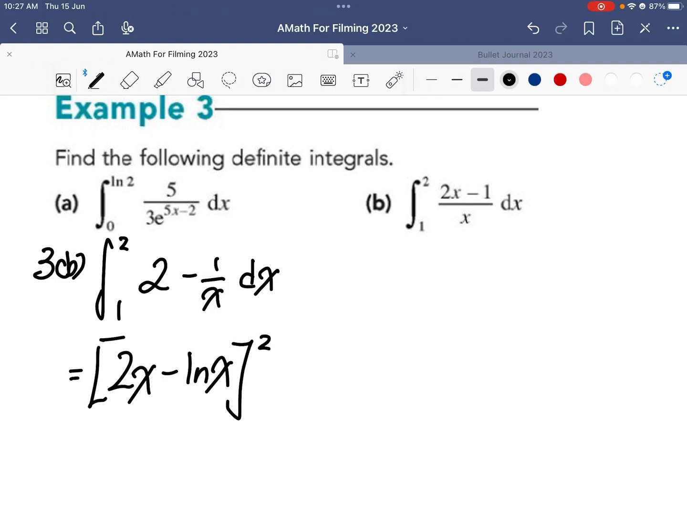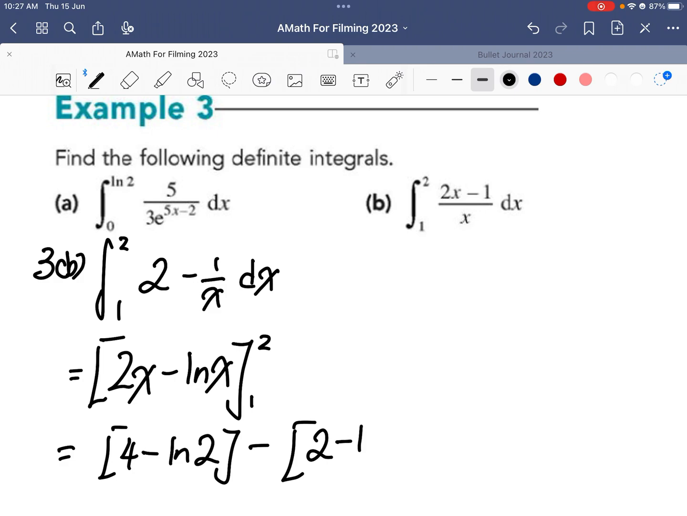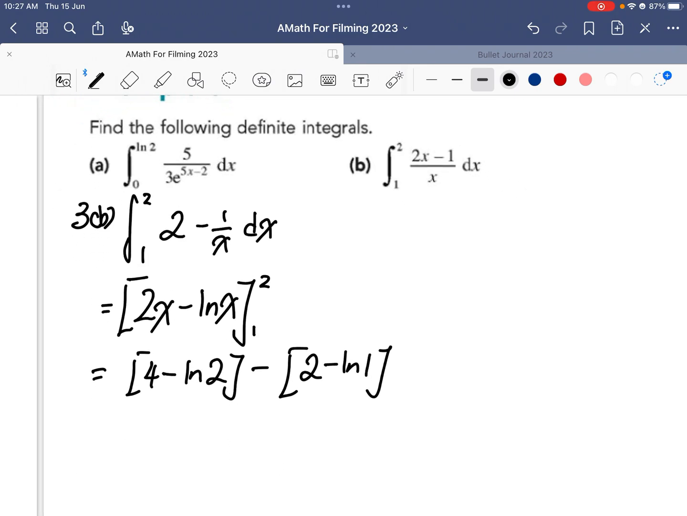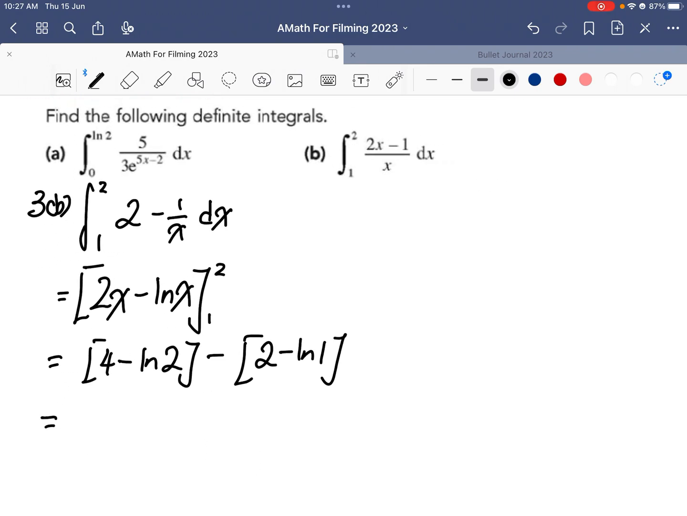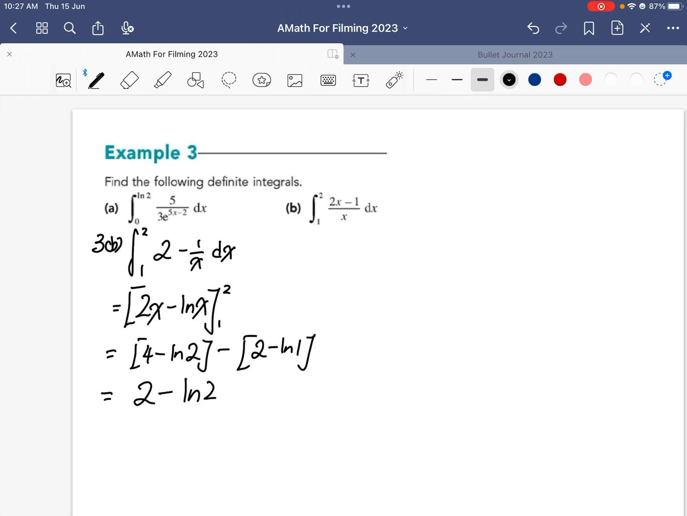And my limits are from 2 to 1. Then what I can do is substitute in: 2 times 2 is 4, minus ln 2, minus 2 times 1 is 2, minus ln 1, which you should remember is 0. So in the end, if you simplify everything, you get 2 minus ln 2.